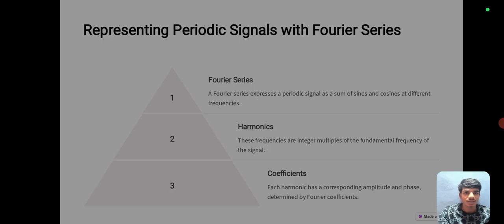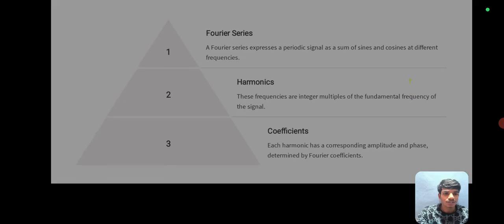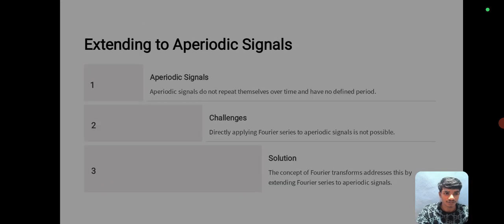The next slide we have is representing periodic signals with Fourier series. In that we have three points: Fourier series, harmonics, and coefficients. The Fourier series expresses a periodic signal as a sum of sines and cosines at different frequencies. The second we have harmonics. These frequencies are integer multiples of the fundamental frequency of the signal. And the third we have coefficients. Each harmonic has a corresponding amplitude and phase determined by the Fourier coefficient.